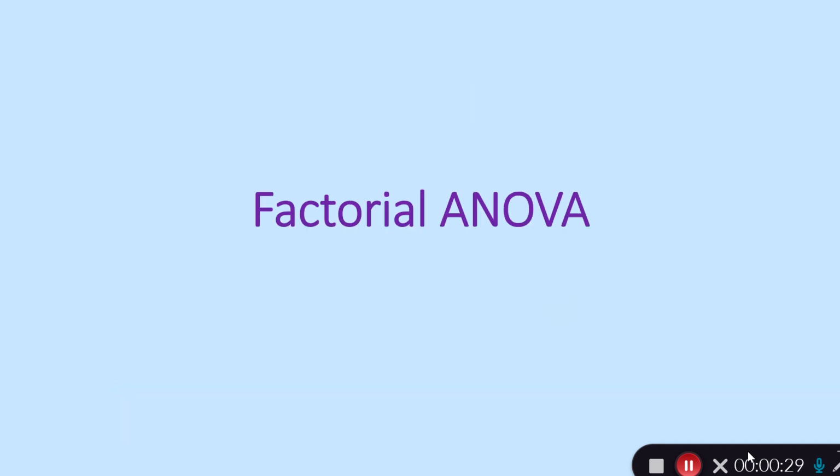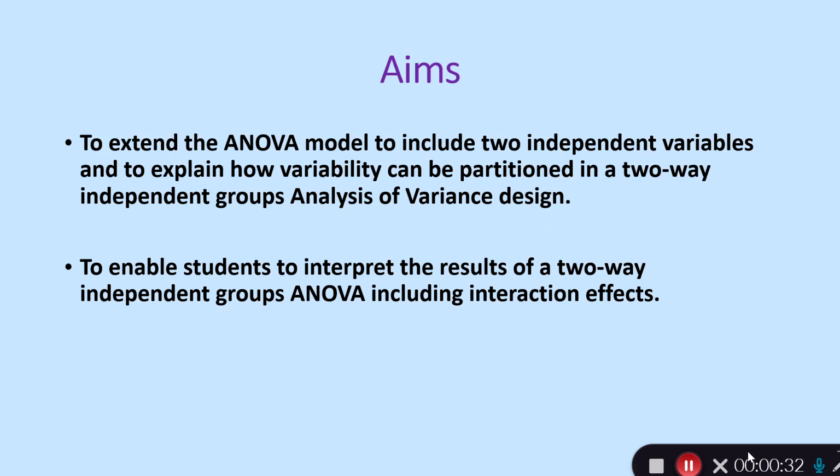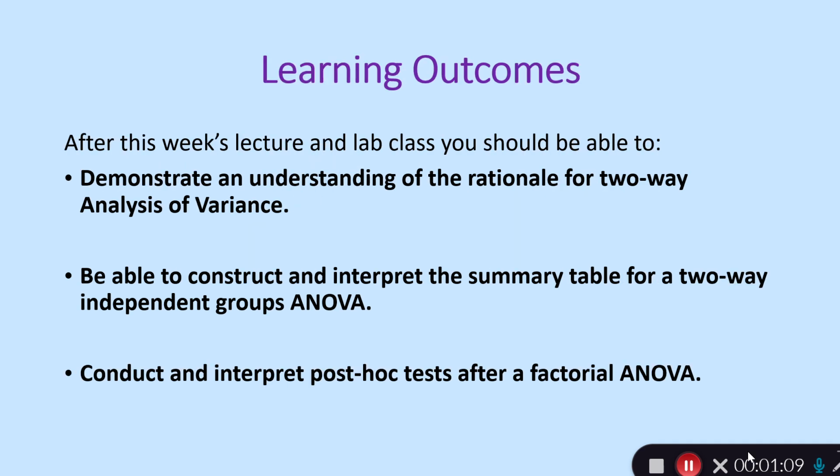There we go. So this week we're covering Factorial ANOVA. And the aims are to extend the ANOVA model that we covered in, I think, week 5, where we compare three or more group means on an independent variable. We're going to extend that to include 2 independent variables and try to explain how variability can be partitioned in a 2-way independent groups analysis of variance, or 2-way independent groups ANOVA design. And the aim is also to enable you to interpret this 2-way independent groups ANOVA, including the interaction effects that you might get.